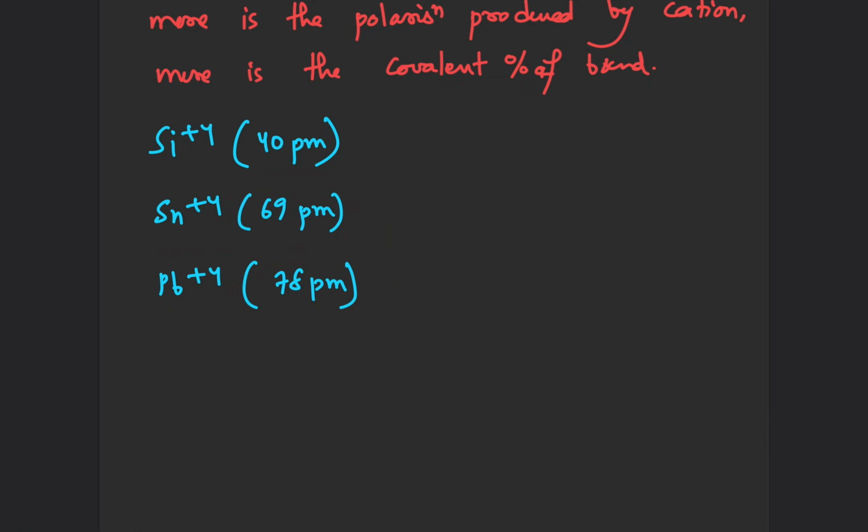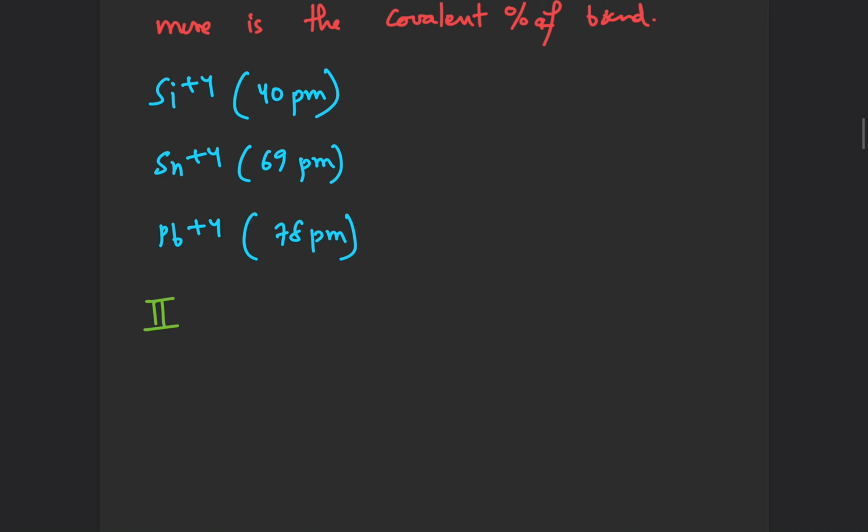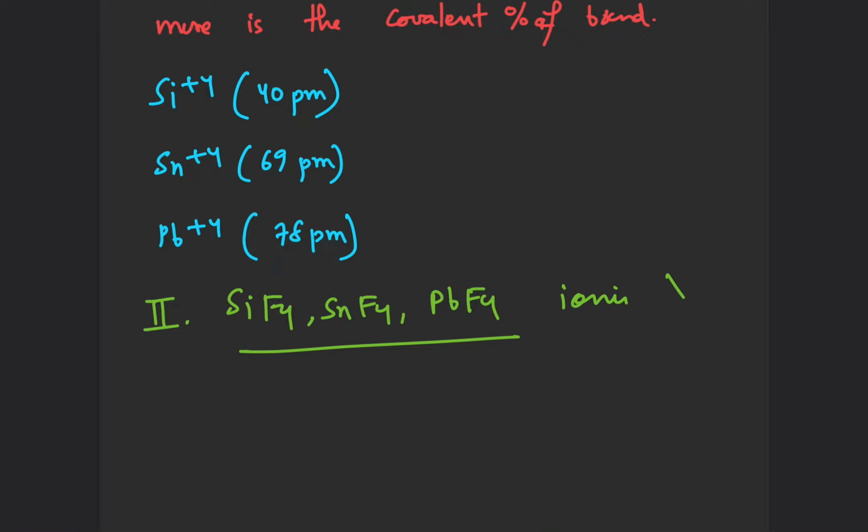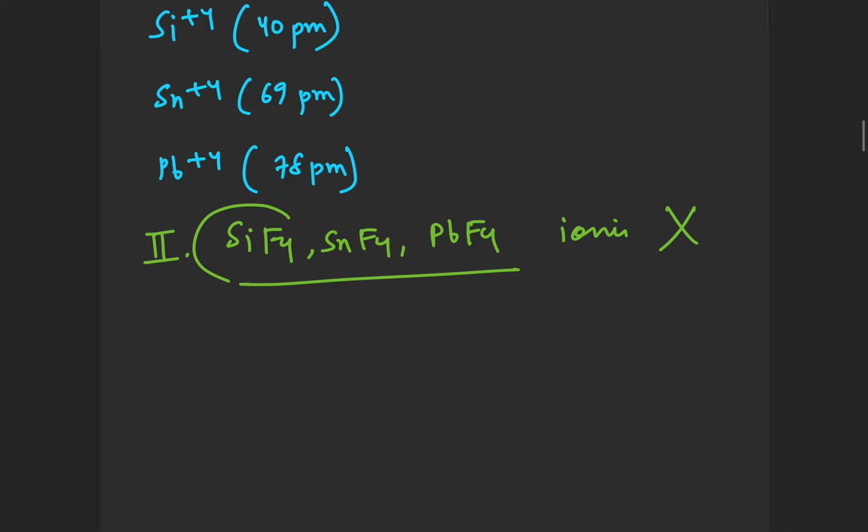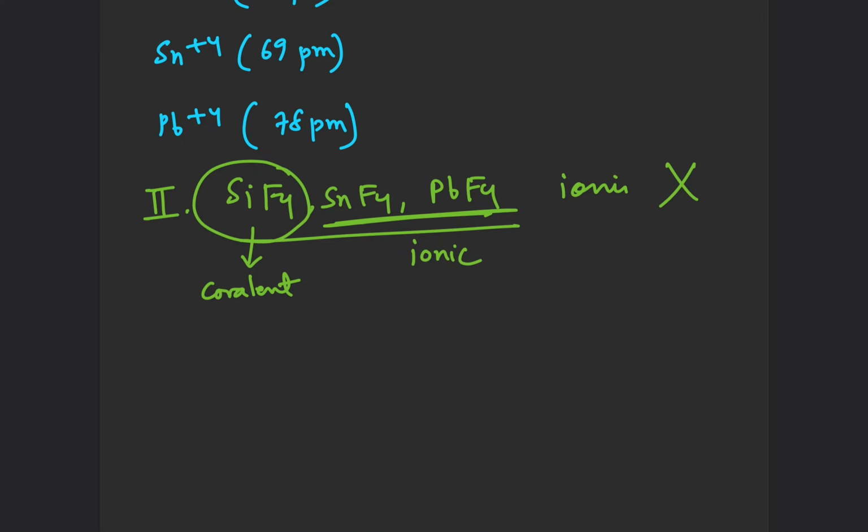Therefore, statement 2, which says that SiF4, SnF4 and PbF4 are ionic, is not a correct statement, because SiF4 is predominantly covalent and the other two are ionic. So statement 1 is true and statement 2 is false. Okay, thank you.